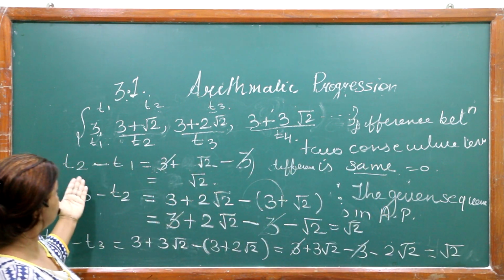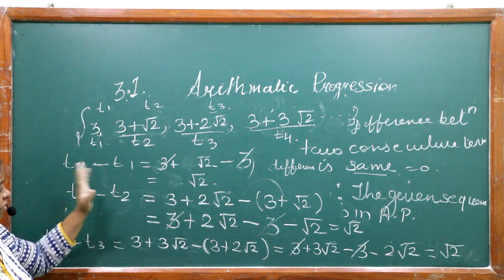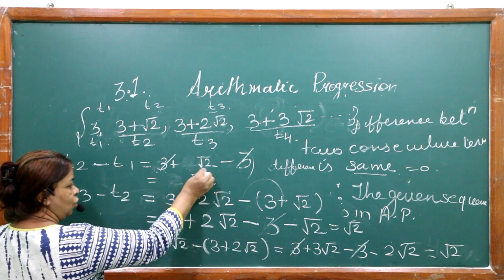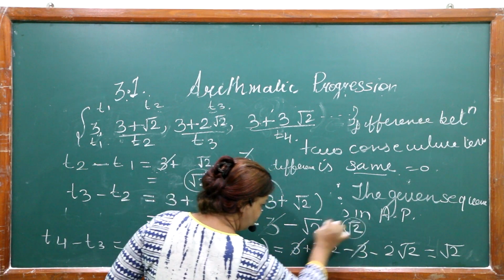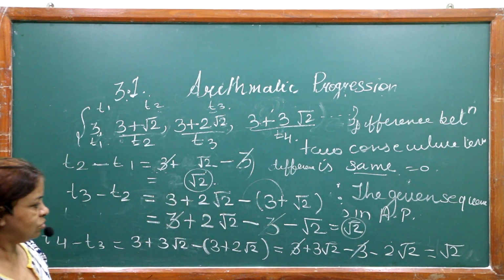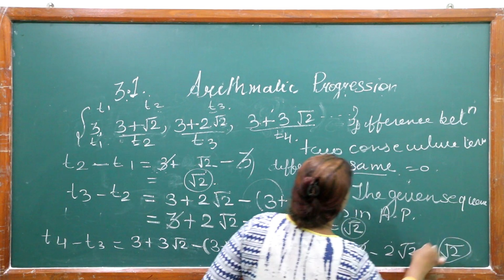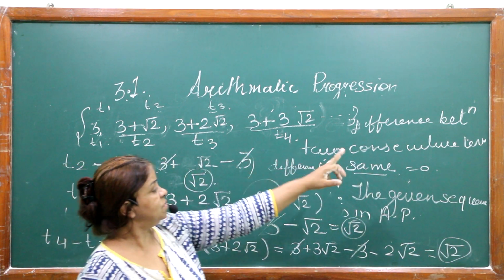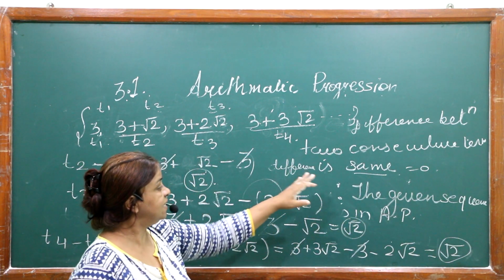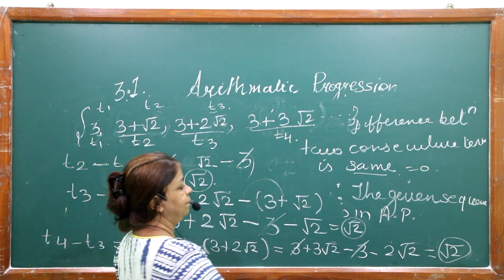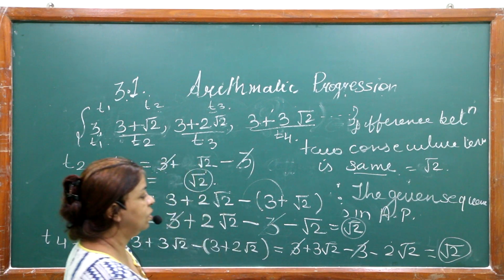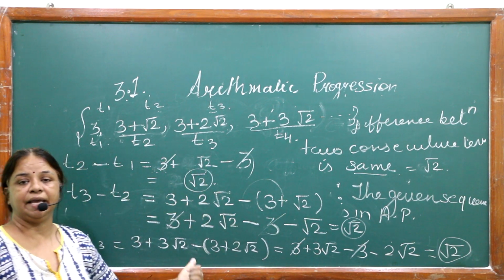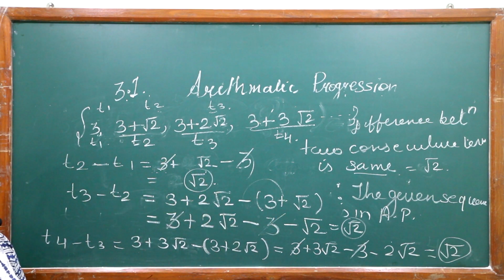See, when you did the subtraction between two consecutive terms, you got root 2 the first time, the second time also root 2, the third time also root 2. So the difference between two consecutive terms is the same, that is root 2, and therefore the given sequence is in AP. Okay. Note it down, children.